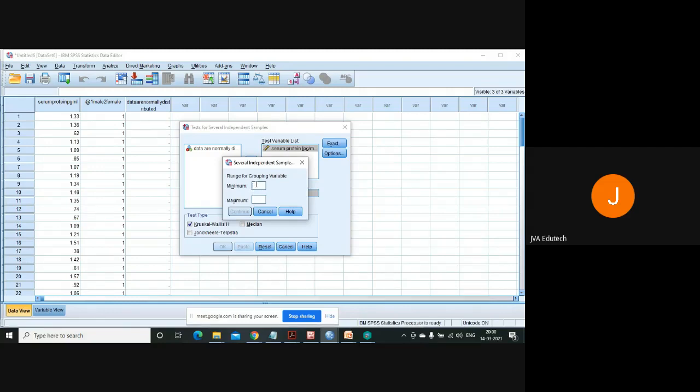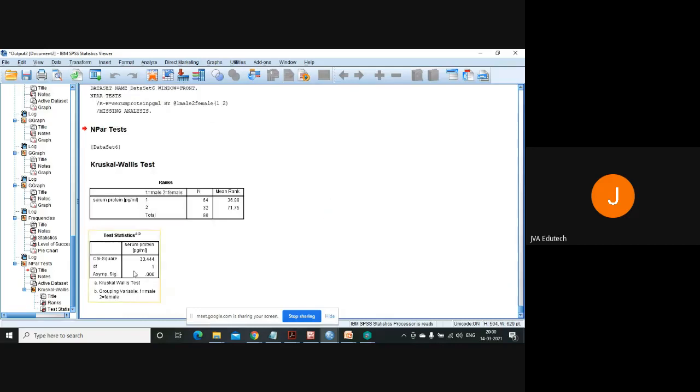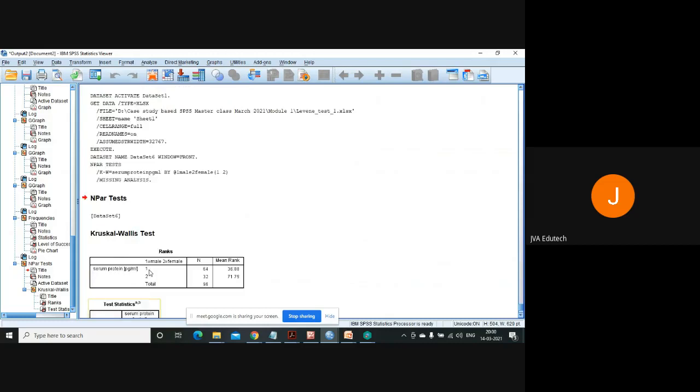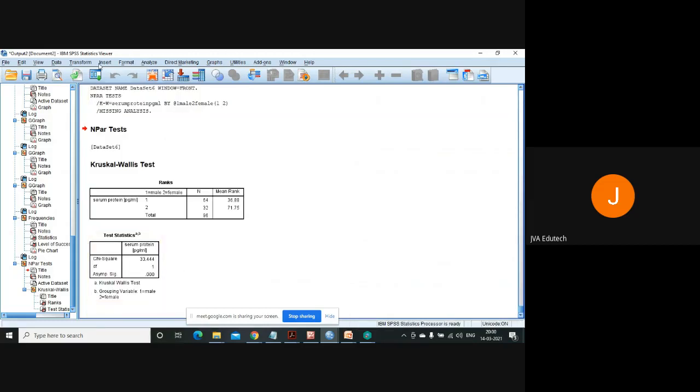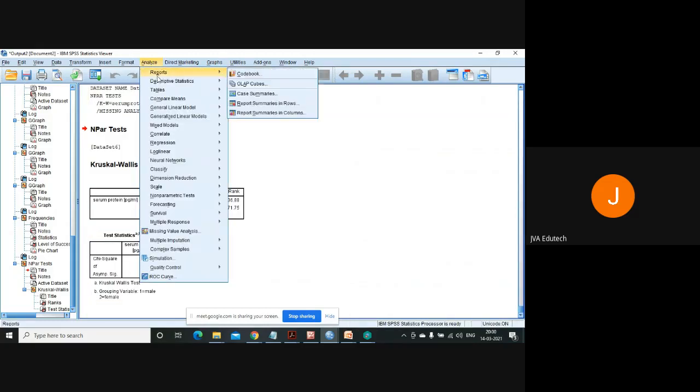So minimum is, we have groups. Let me see what are the groups. Yeah, 1 and 2. Continue. Okay. Now this will give me whether my test hypothesis stands, null hypothesis stands rejected or accepted. Sorry, this is Kruskal. Yeah, this is Kruskal-Wallis. Kruskal-Wallis is the non-parametric equivalent of the one-way ANOVA.